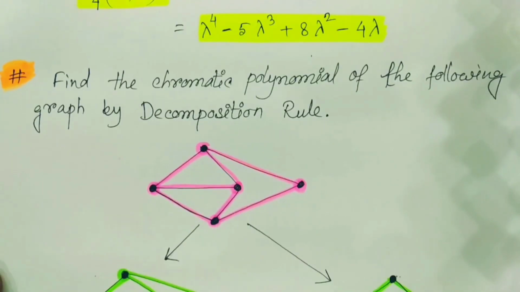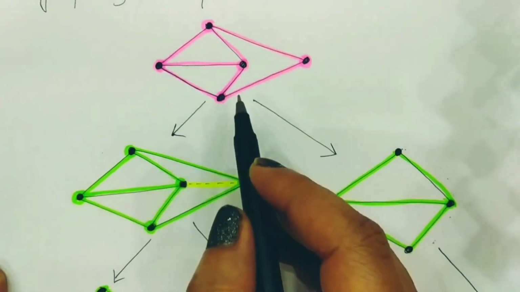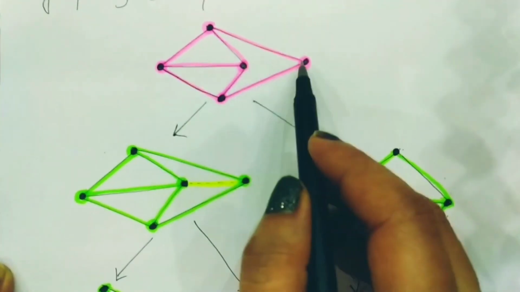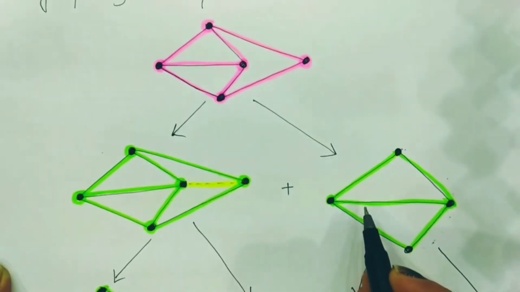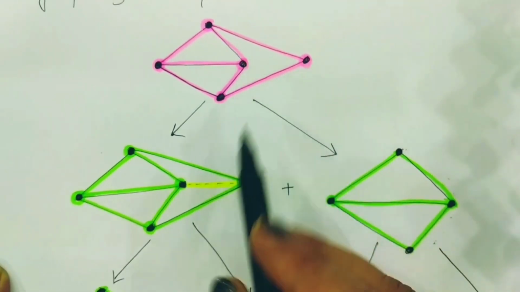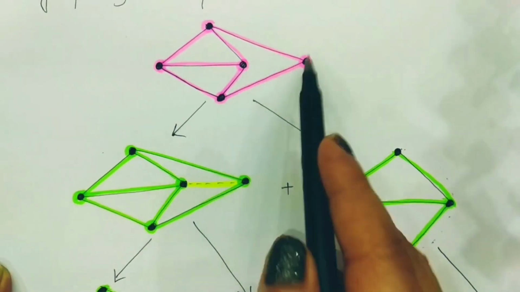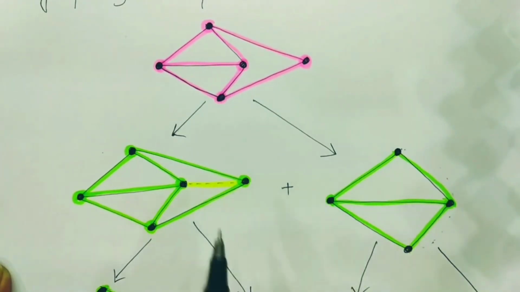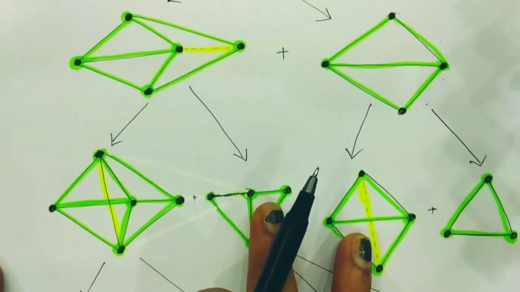One more example: by using the decomposition rule, we are supposed to find the chromatic polynomial for this one. Again here we will find that non-adjacent vertices are present, so we should decompose it into two parts. By this decomposition, if we consider these two vertices, then we should add an edge in the first graph and we should merge these two vertices in the second graph. After merging, we will find this one as the graph. Both of them are non-complete graphs, so we should decompose further.